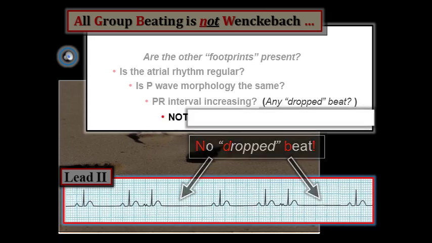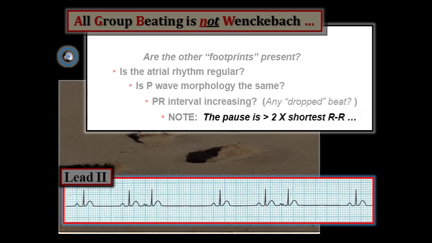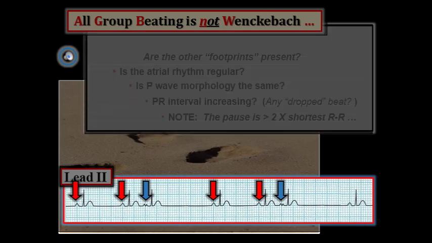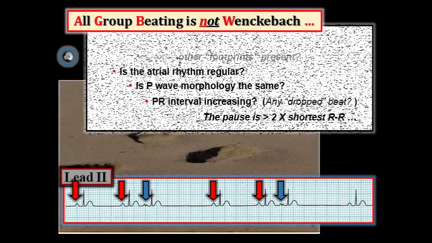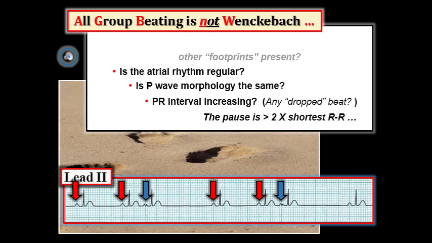Finally, note that each pause is clearly more than twice the shortest R2R interval, with the reason being that every third beat is a PAC, blue arrows, that then resets the SA node to produce a longer pause than would be expected if this was Mobitz I. Bottom line, while the clue of group beating may be helpful most of the time in suggesting that AV Wenckebach may be present, there are other causes of group beating. That said, by keeping in mind the footprints of Wenckebach, it will usually be fairly easy to tell if Mobitz I second-degree AV block is or is not present.